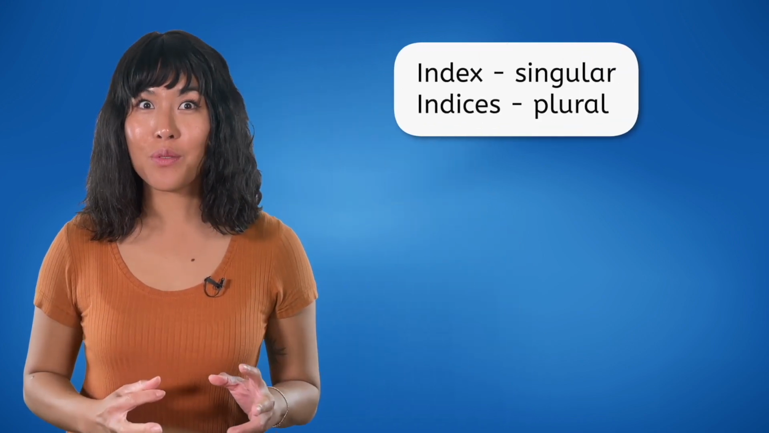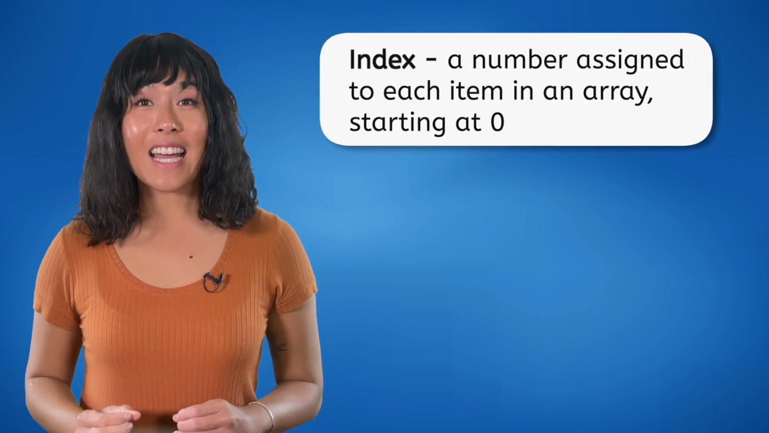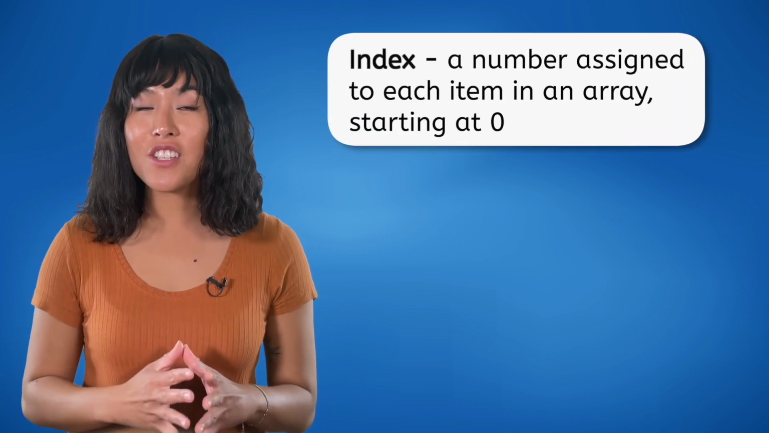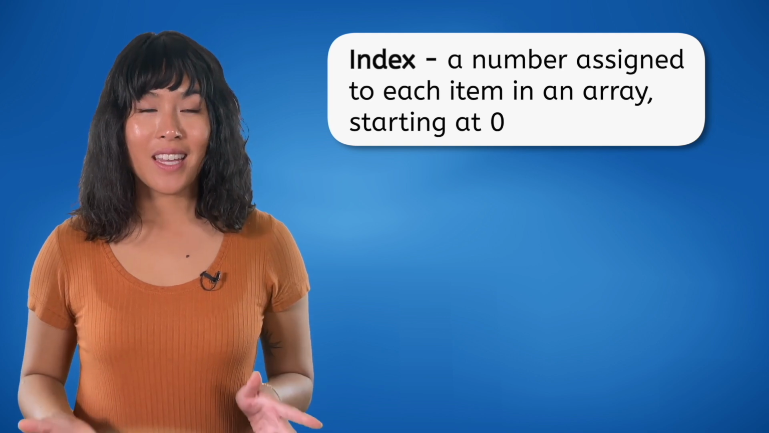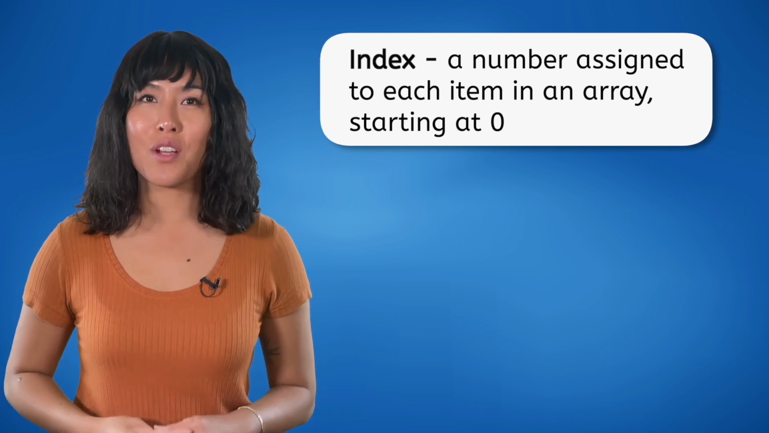From our last lesson, we know that an array is a list of data all in a row stored in the same variable. But what if we wanted to access just one specific spot on the array? This is where index values, or indices, are really helpful. An index is a number assigned to each item in an array. Index values begin at 0 and continue for each item in the array.